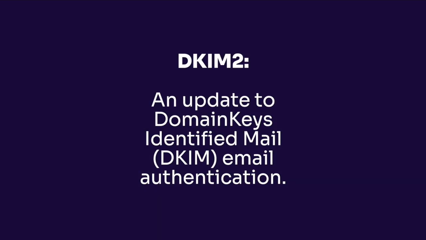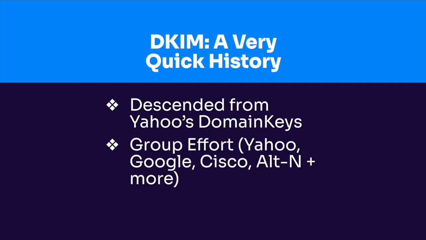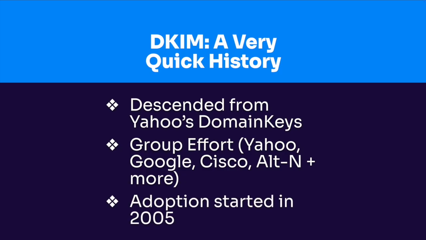DKIM2 is a proposed update to Domain Keys Identified Mail, DKIM, the email authentication method that uses a cryptographic signature to show which domain is responsible for a given email message. Born out of Yahoo's original domain keys email authentication protocol, the DKIM that we know and love today has been around for a bit over 20 years and is very widely used.